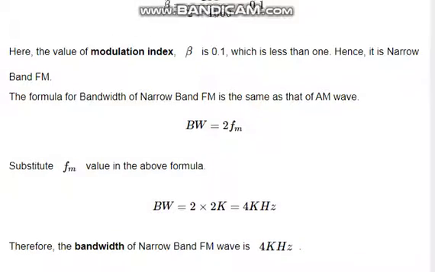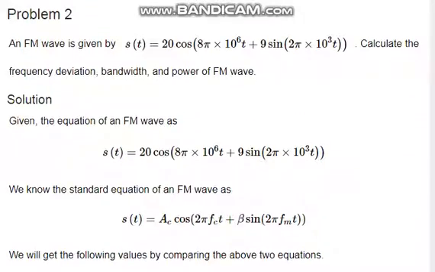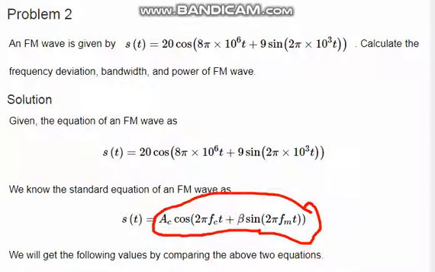Now let us go to the next problem, problem 2. An FM wave is given by s(t) is equal to 20 cos(8 pi 10 to the power 6 t plus 9 sin(2 pi 10 to the power 3 t)). That is one kind of FM wave. So we have to keep in mind the general equation of frequency modulation to compare with this.